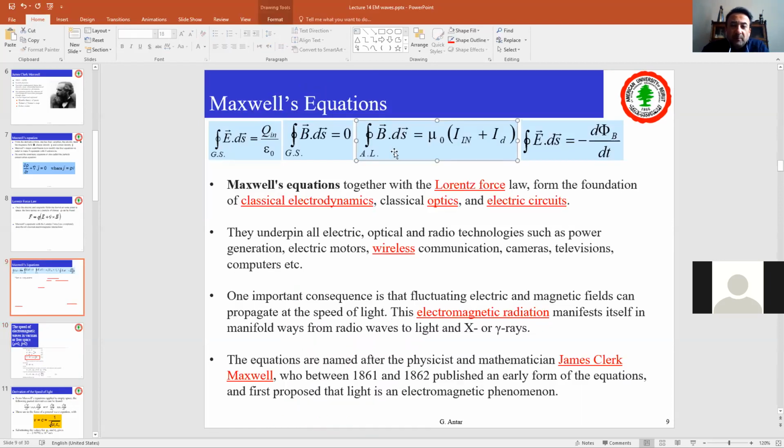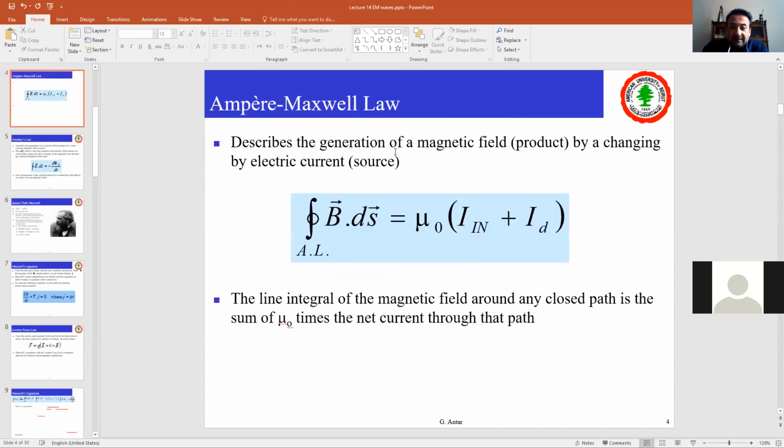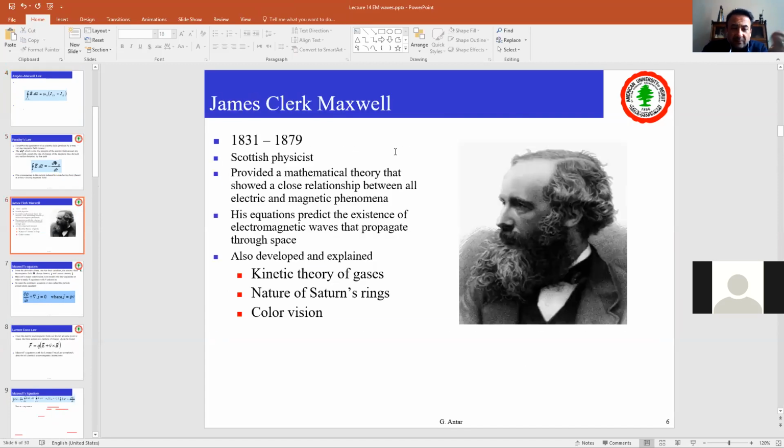Here is Ampere's law: the integral over an Amperian loop of B dot ds is equal to mu 0 times I inside plus I displacement. I inside is equal to 0 because I don't have electrons moving. I displacement is given by the time variation of the electric field. We have seen that in the other course.